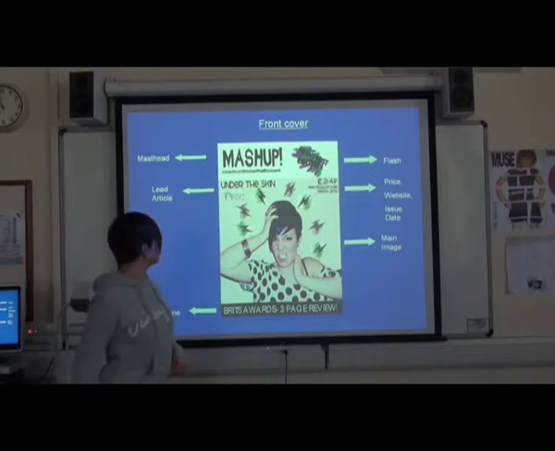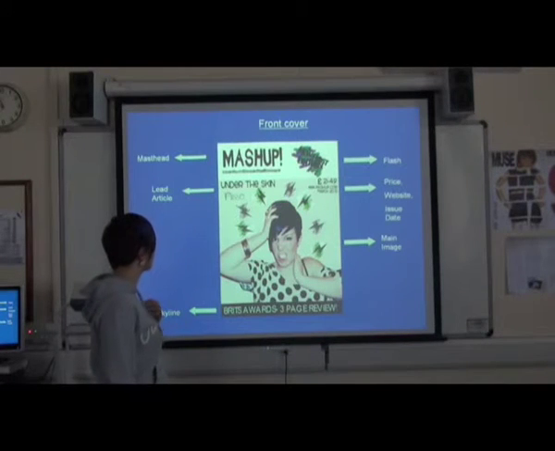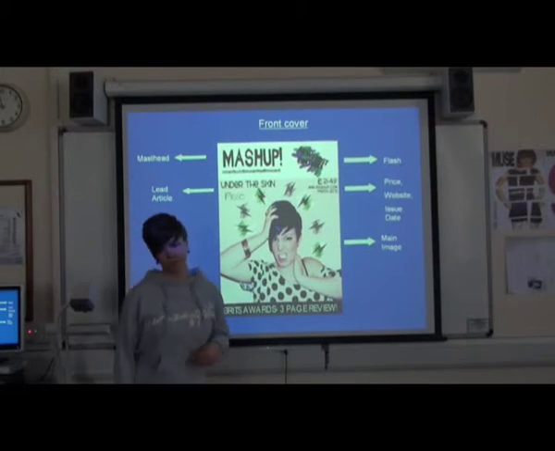This is my front cover. As you can see, I've labelled all the different parts of it. The masthead being Mashup, the lead article, which is Nice, Under the Skin, the skyline, which is at the bottom about the Brit Awards, and then there's a flash, price, website, issue date, and then the main image, which is of myself.